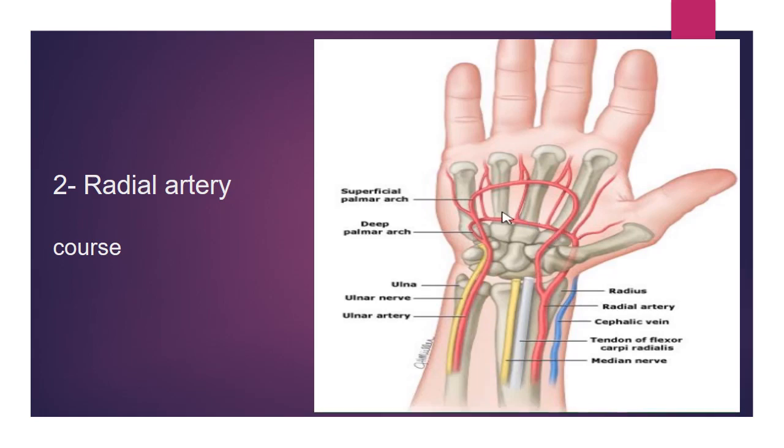This deep palmar arch is mainly formed by the radial artery. This arch lies across the metacarpals just distal to their bases. These are the bases of metacarpals, and as you can see in this image, this deep palmar arch lies just distal to these bases.